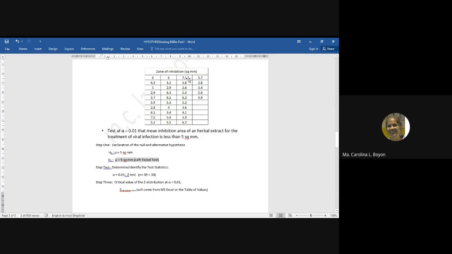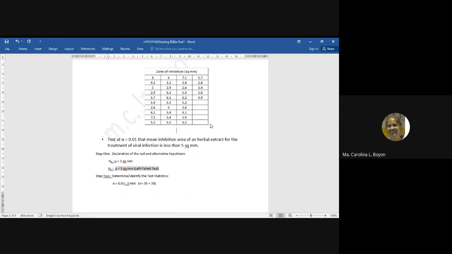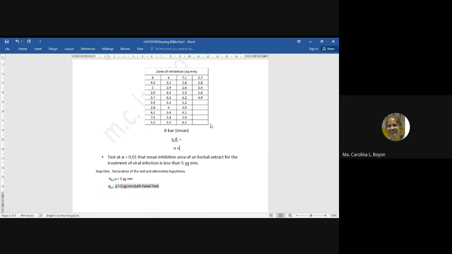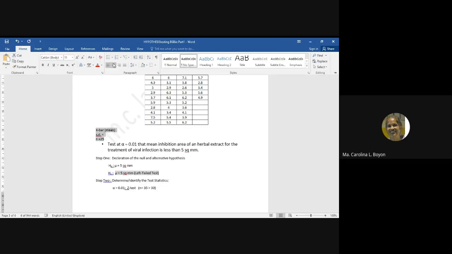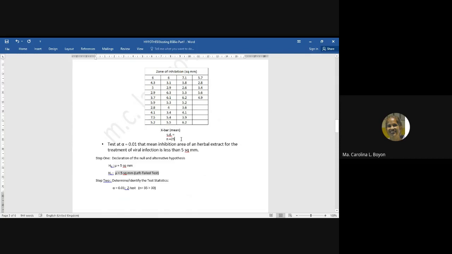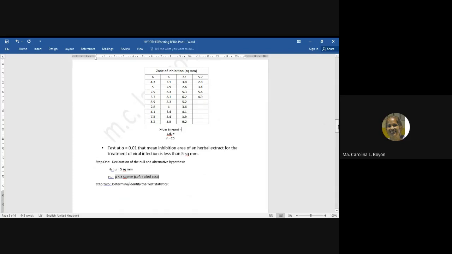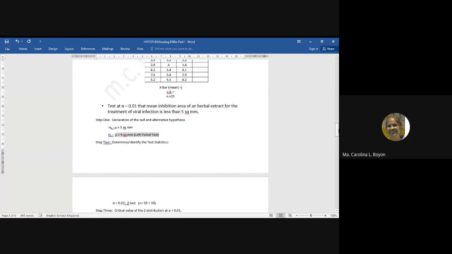Okay. So what do we do? We work on this data and then we will have to compute for the mean. So we need to have the X bar, which will be the mean, the standard deviation, and we need to identify N. N in here is 25. These are the values that we need to compute from the given data. So let's now form the hypothesis test.